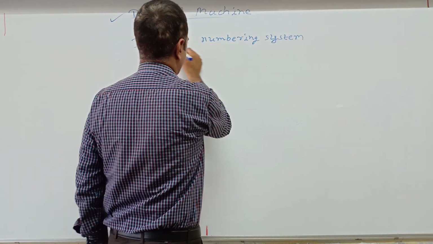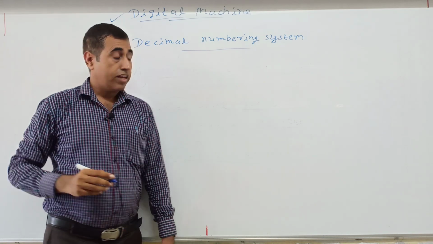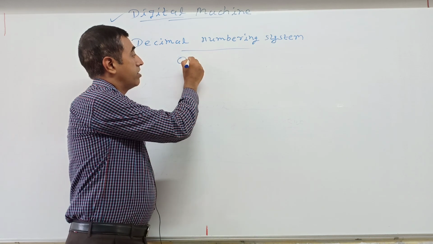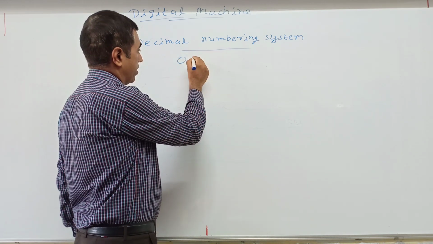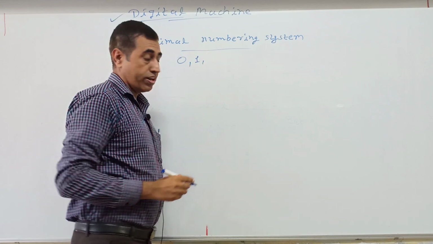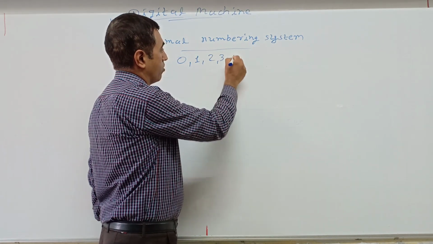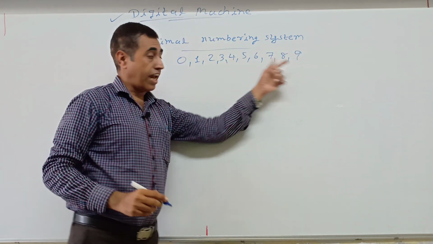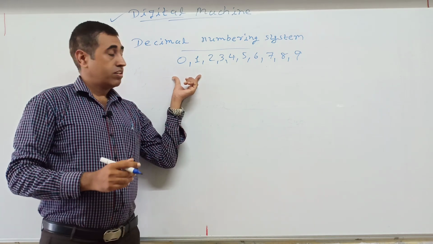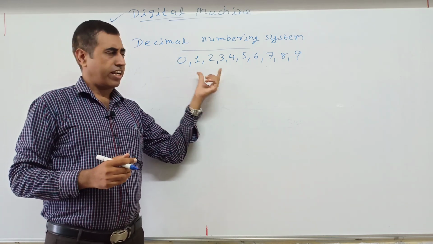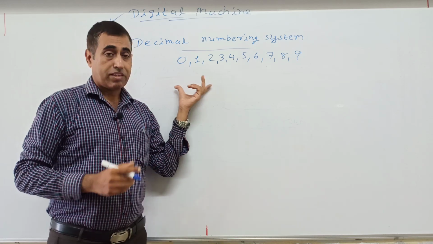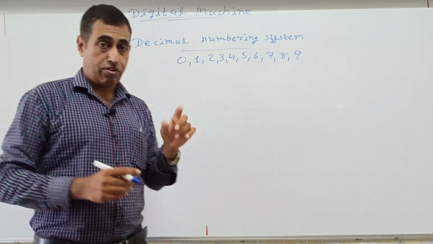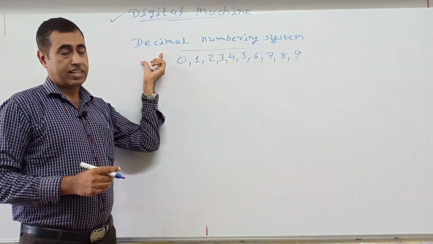We human beings also use numbering system, and our numbering system is known as decimal numbering system. It is because in our numbering system there are 10 different digits available, starting from 0 to 9. So 0, 1, 2, 3, 4, 5, 6, 7, 8 and 9. Total 10 individual digits are there. Through these digits we can create any big number. In mathematics we are using decimal numbering system.